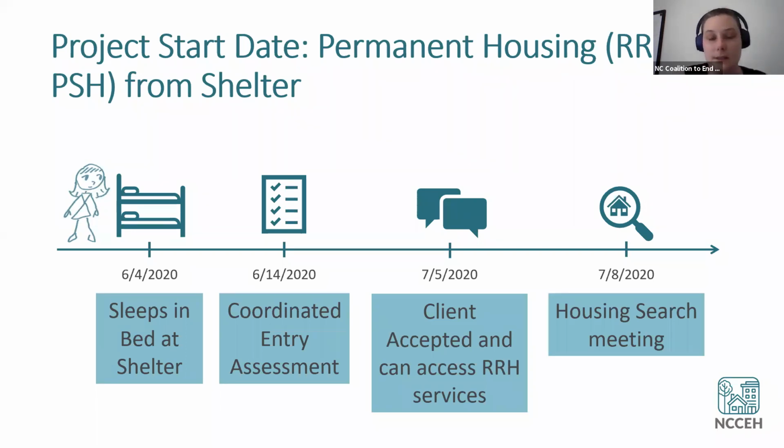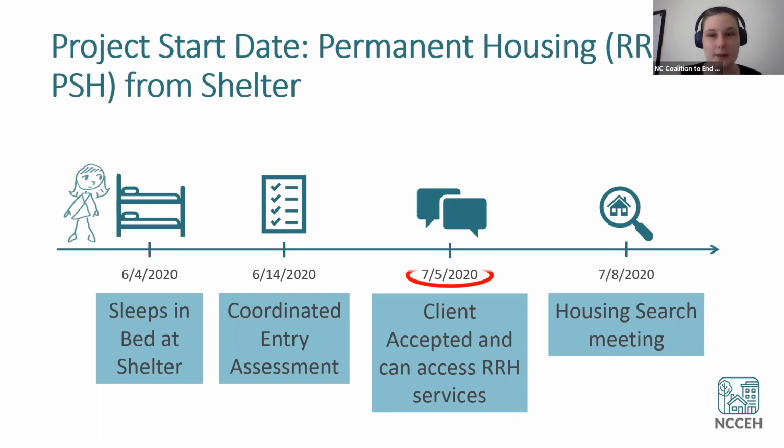So the coordinated entry assessment is an important part of the puzzle, right? But the client isn't actually enrolled in permanent housing projects until there are services that they can access. The assessment is a way to help the community and permanent housing projects figure out who's next on the list when an opening occurs, but it's not actually the beginning of that enrollment. Enrollment is when the client is accepted and can access those services. Excellent job.